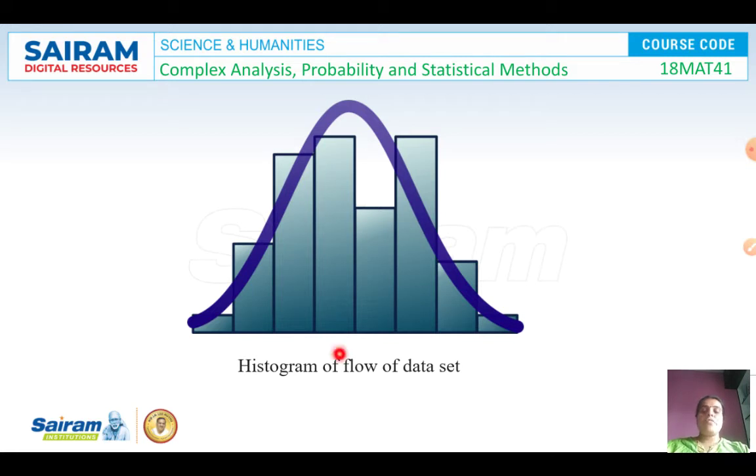So, the histogram of the flow of data. The data, whatever has been given, can be represented in the form of a graph like this. It will have one minimum point, one maximum point, and one middle point or peak point. Whatever data we collect, it should be in the form of a normal distribution. So it must have all the categories: minimum point, maximum point, middle point, and other things.